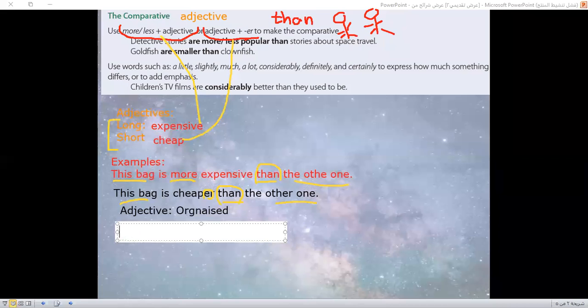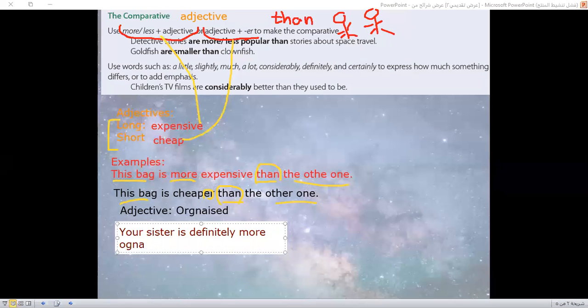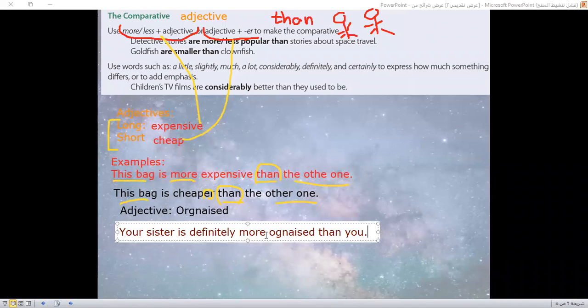Your sister is definitely more organized than you. Can someone help me? Let's say, pay attention here, Thalith: your sister is definitely more organized than you.